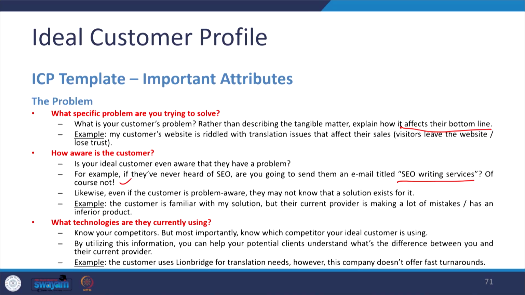Ask about what technologies they are currently using. Collect data on this. Know your competitors, but most importantly, know which competitor your ideal customer is using. Then, by utilizing this information, you can help your potential clients understand the difference between you and their current provider, and you can have a convincing interaction with your customer. For example, the customer uses Lionbridge for translation needs. However, this company doesn't offer fast turnaround. So maybe you can identify some cons of the particular software already being used by customer X, and then say that compared to this XYZ software, ours is the best in terms of these parameters.